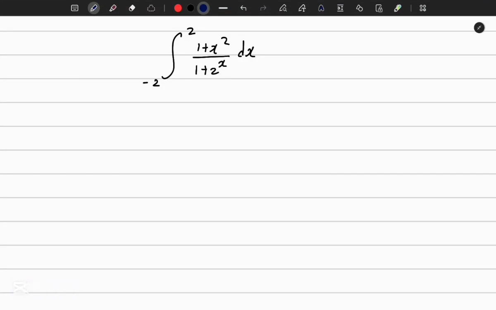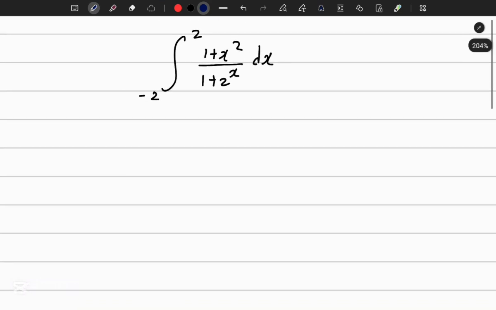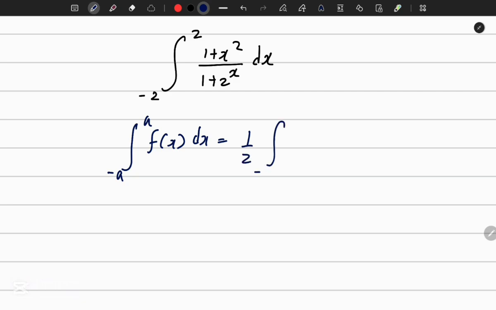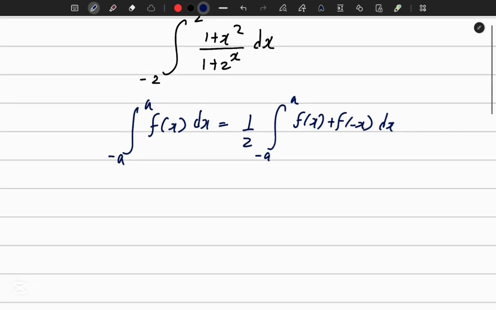So in this video I'm going to evaluate this integral problem, right? For that I'm going to use this integral property: the integral of f(x) dx from -a to a equals 1/2 times the integral from -a to a of [f(x) + f(-x)] dx. Okay, so I will add this proof into the description for this video, so you can watch that later. So let's use this integral property.